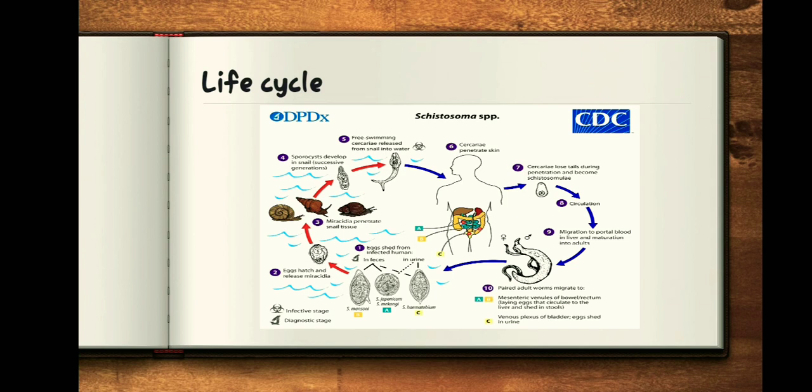So the miracidia that have penetrated the snail would then undergo sporocyst stages. So sporocyst is somehow the zygote stage of the parasite, and once it has completed its two levels of sporocyst in the body of the snail, it would then come out again and develop into a new stage that is what we call cercariae.